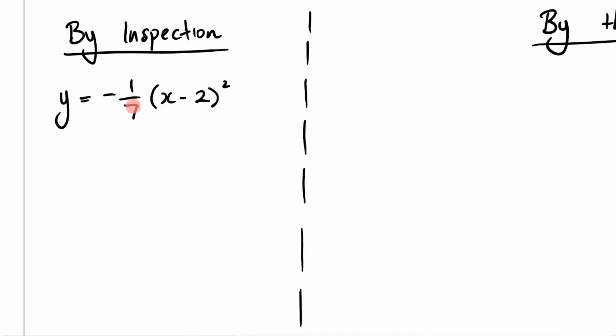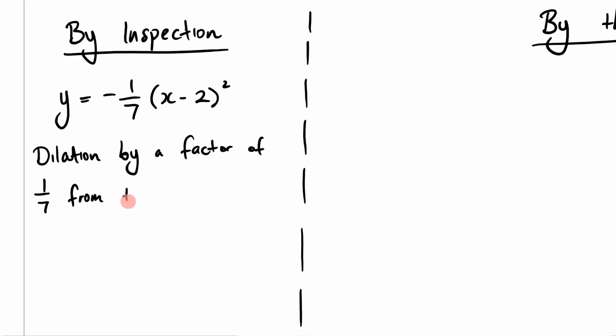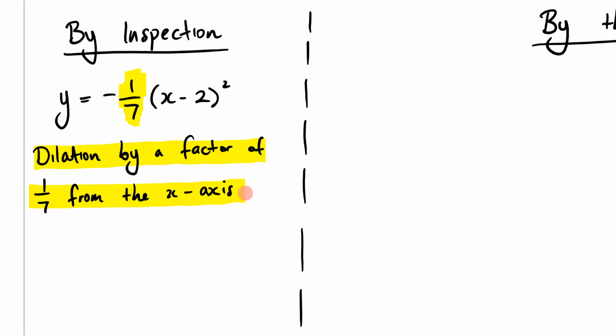So because I have 1/7 out the front of what I've been given here, it's going to be a dilation by a factor of 1/7 from the x-axis. So take note of the fact that because it's dilating from the x-axis, you're not taking the reciprocal of anything. You're just realizing, hey, this is 1/7, so this is a dilation by a factor of 1/7 from the x-axis. If it was dilating from the y-axis, you have to take the reciprocal of things. It becomes more challenging, but just like that, nice and easy.